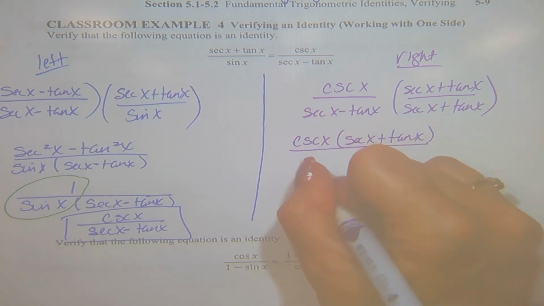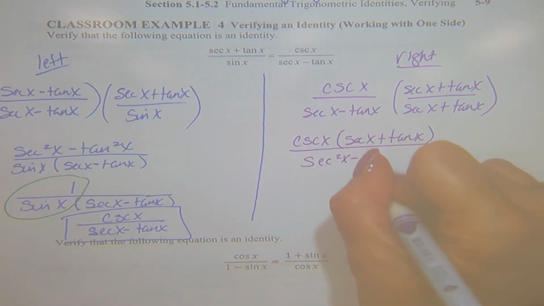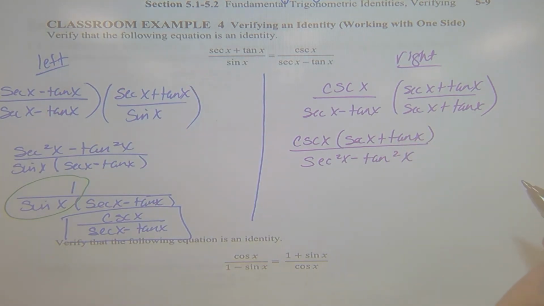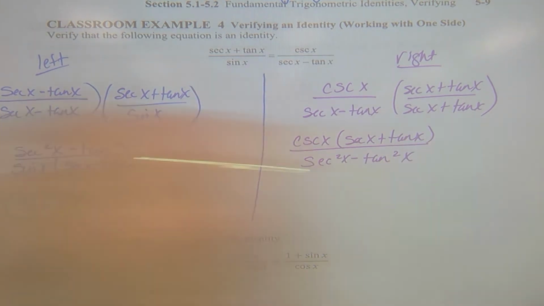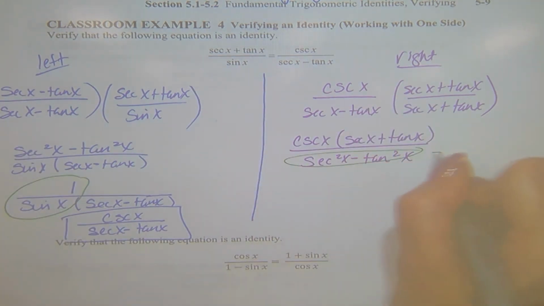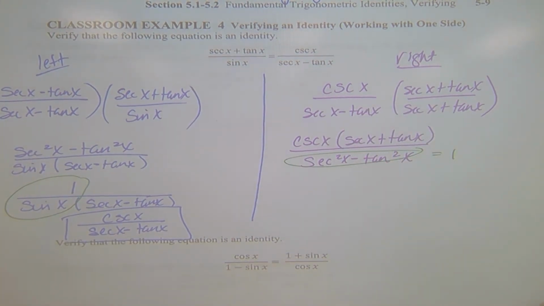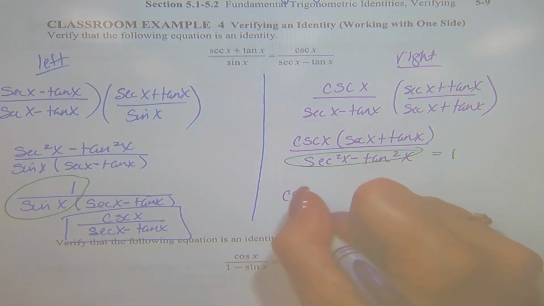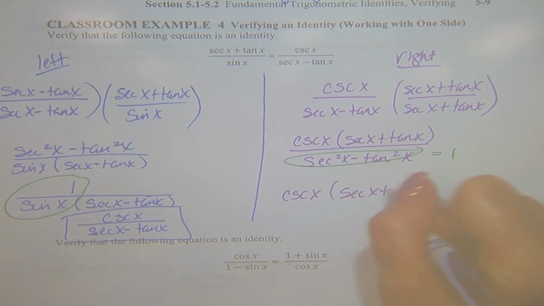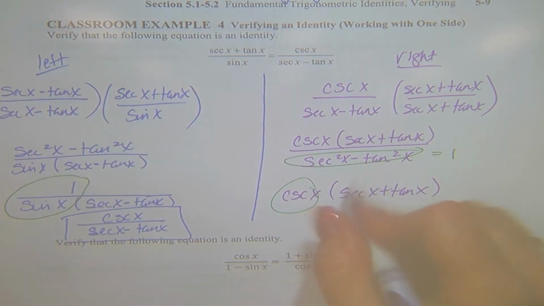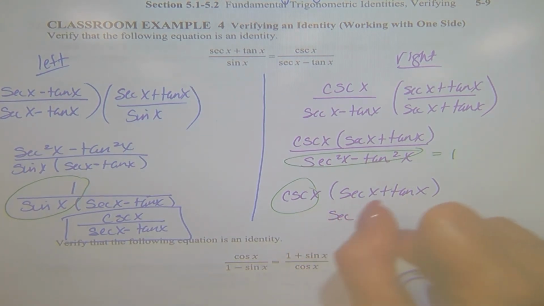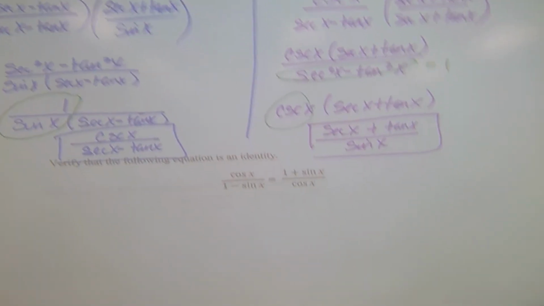Keeping my eye on the goal, I don't distribute my numerator. I do FOIL the denominator so that that is just 1. Using my Pythagorean identity, that is equal to 1, so now I no longer have a denominator. I just got cosecant x times secant x plus tangent x, and cosecant is the reciprocal of sine. So I can rewrite that as secant x plus tangent x over sine x. And I have verified. So I verified that identity working from both sides.